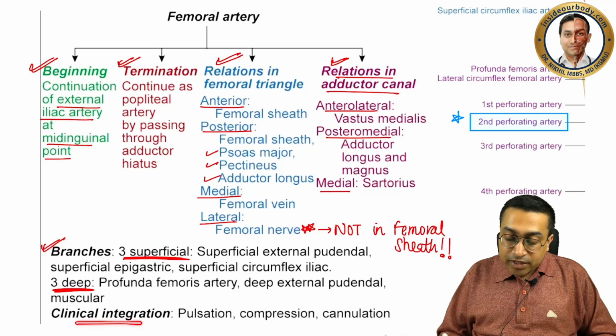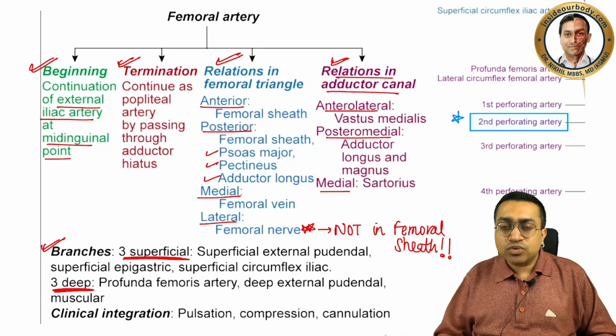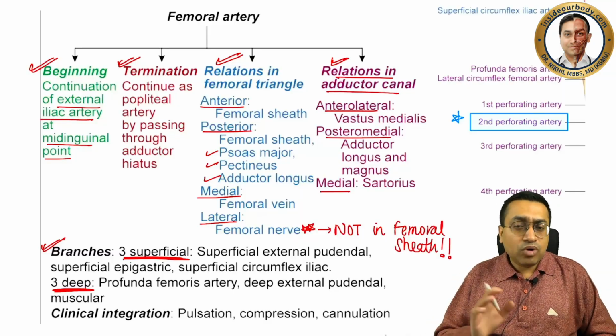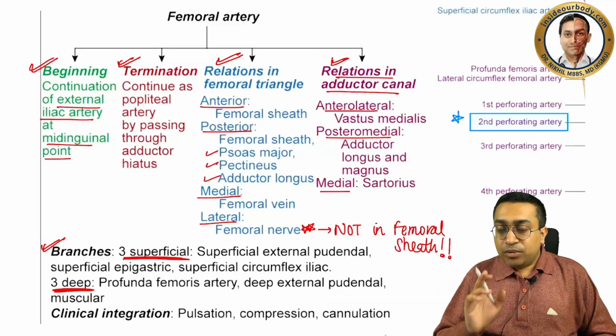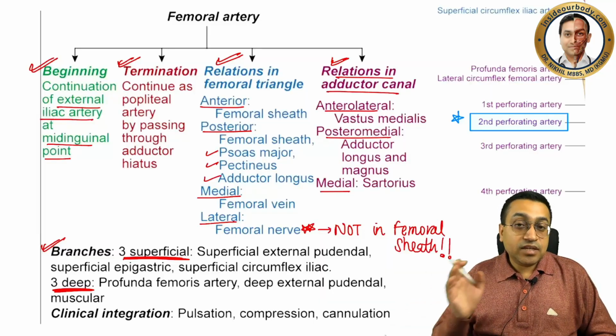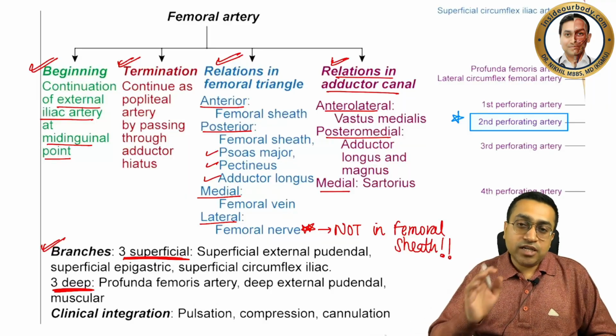Then clinical integration, the pulsation of the femoral artery can be easily felt, and it is classically used for checking the various pulsations in the lower limb. Also, it is an important artery to do the arterial blood gas analysis, that is ABG sampling is very frequently taken from the femoral artery in the ICU setups.